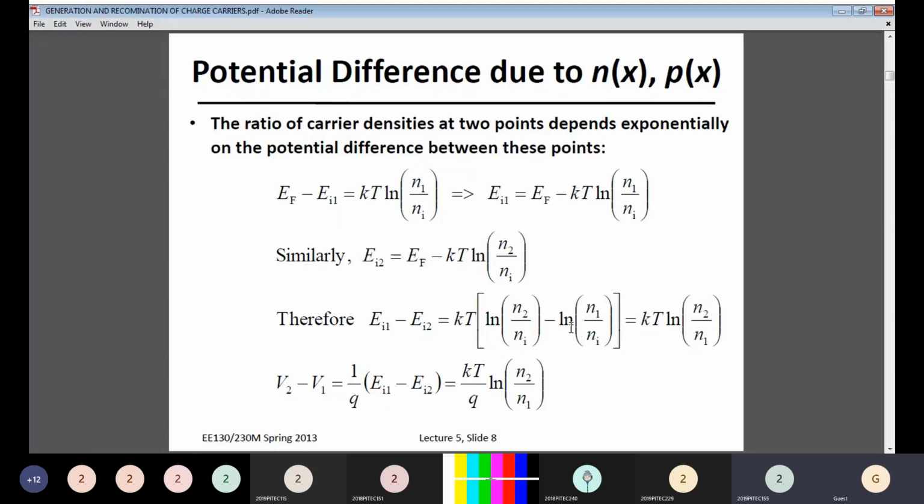Therefore, EI1 minus EI2 is equal to, taking KT commonly outside, KT of ln of N2 by Ni minus ln of N1 by Ni, which is equal to, this Ni and Ni will get cancelled out, so KT ln of N2 by N1. Because ln of N2 by Ni divided by N1 by Ni, that Ni and Ni will get cancelled, so ln of N2 by N1. Now the net voltage V is equal to V2 minus V1, which is equal to 1 by Q of EI1 minus EI2, which is equal to KT by Q ln of N2 by N1.